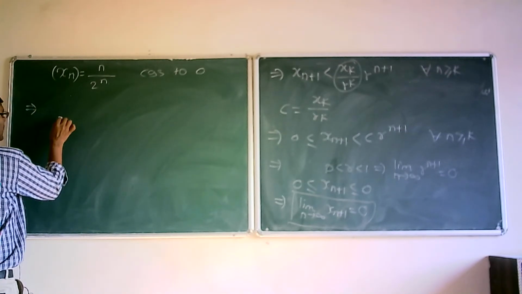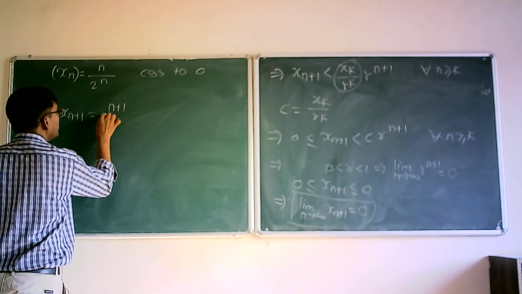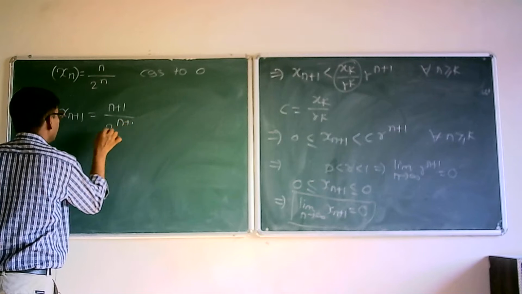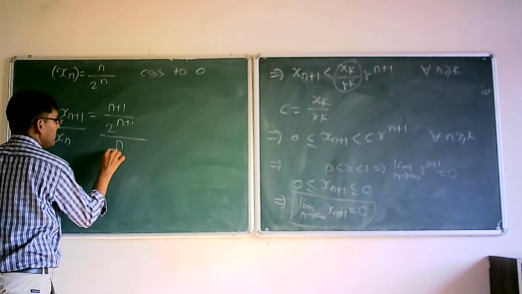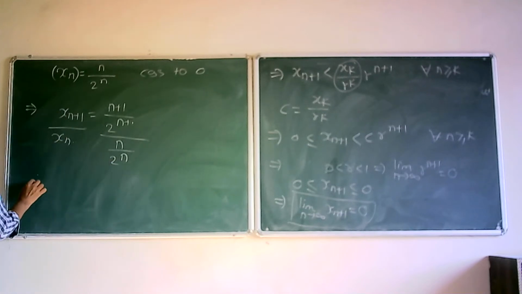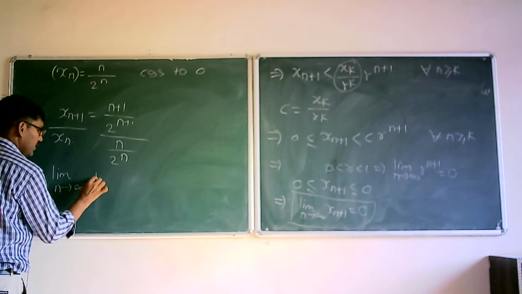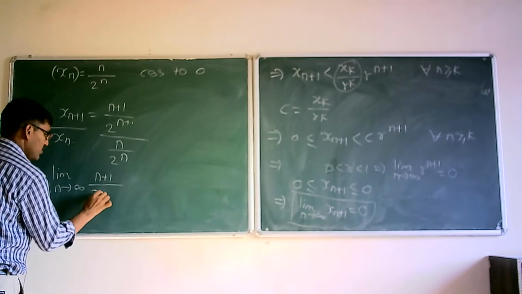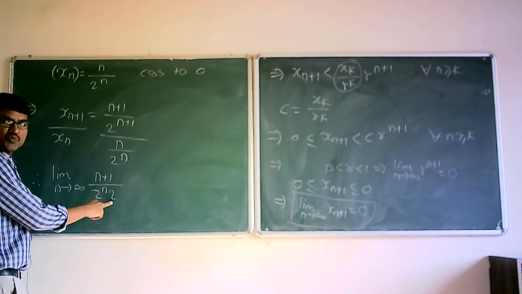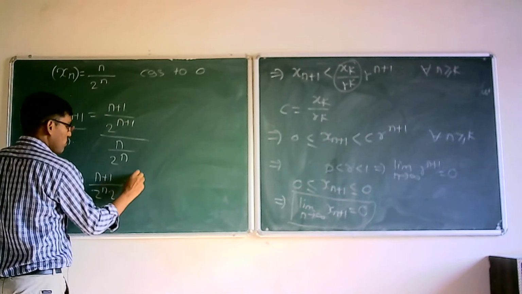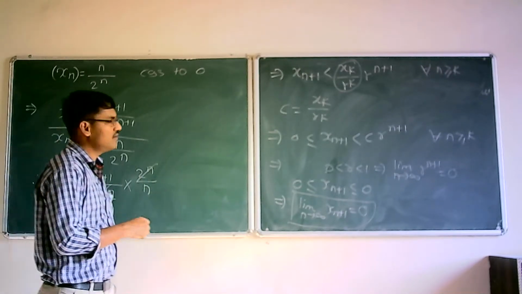And if we apply the D'Alembert ratio test, then what is x_{n+1}? x_{n+1} is n+1 divided by 2^{n+1}. So x_{n+1} divided by x_n is this divided by n divided by 2^n. And therefore the limit as n tends to infinity of (n+1) divided by 2^n, and 2^{n+1} can be written as 2^n into 2, multiplied by 2^n divided by n. So this 2^n will get cancelled here.